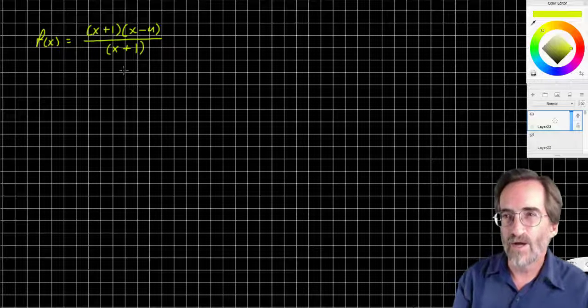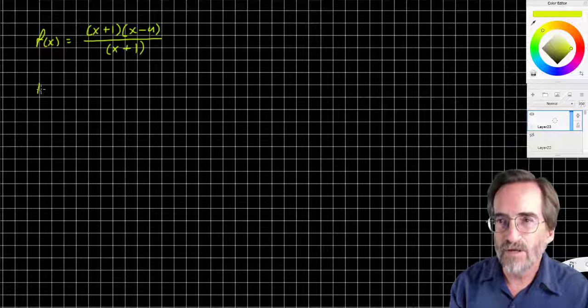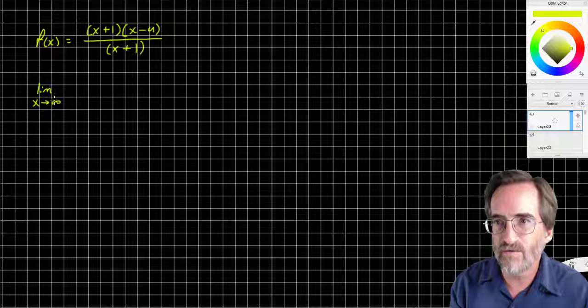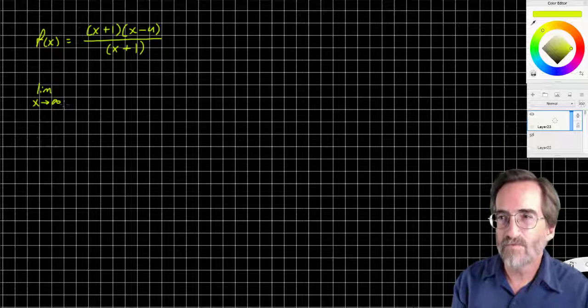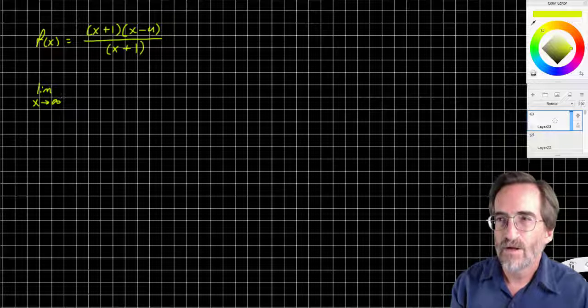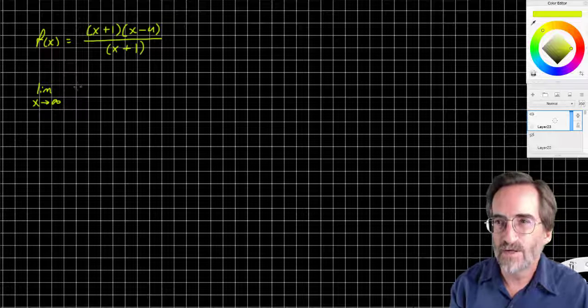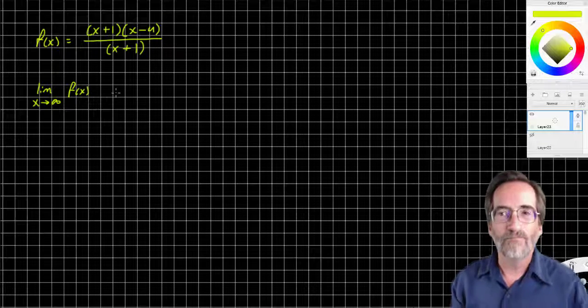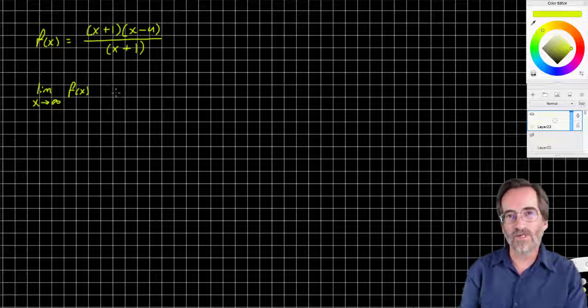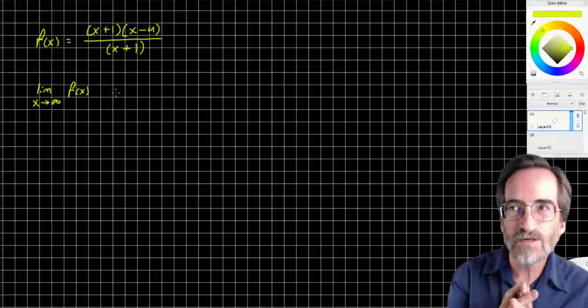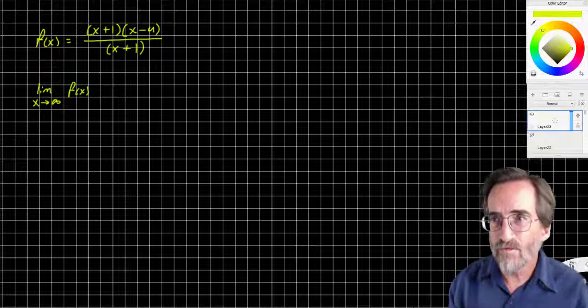Yeah, let's do that. And let's take the limit as x approaches positive infinity of this function f of x. Okay? The limit as x approaches positive infinity. So I'm going to do this a couple of ways. First of all, I'm going to go ahead and multiply this thing out.